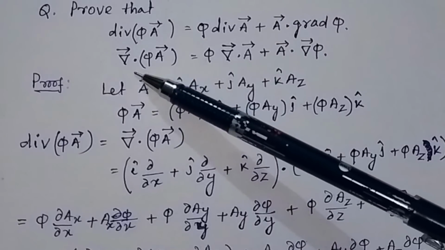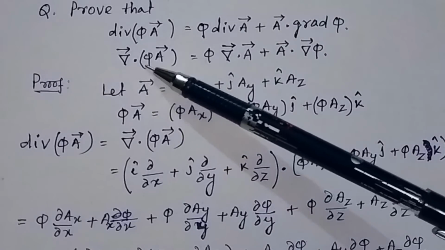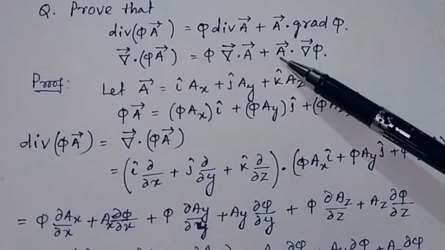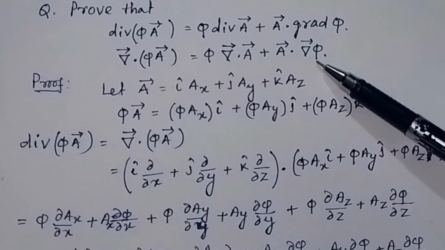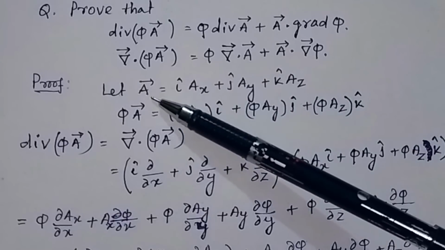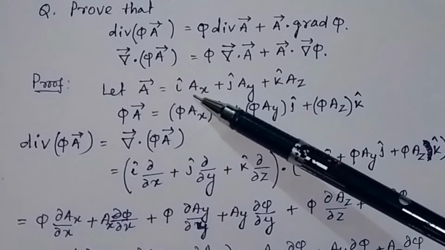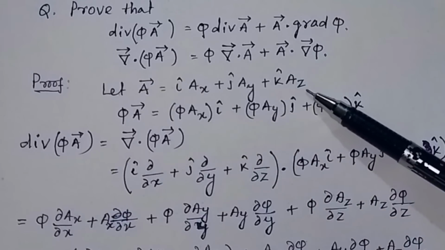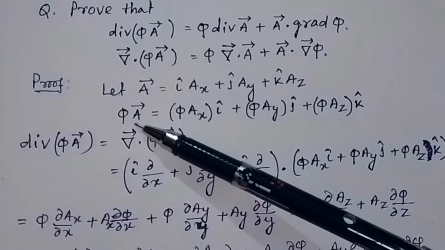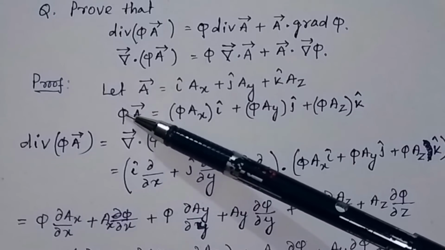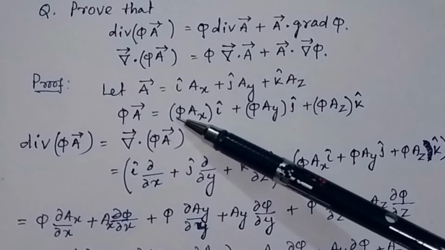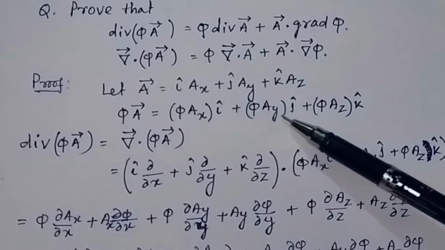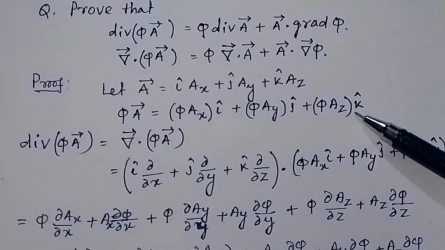We have to prove that del dot phi A equals phi del dot A plus A dot gradient phi. Here the vector field, suppose, is A equal to i cap Ax plus j cap Ay plus k cap Az. So what will be phi into A? Phi is a scalar field, so it can be multiplied: phi Ax i cap plus phi Ay j cap plus phi Az k cap.